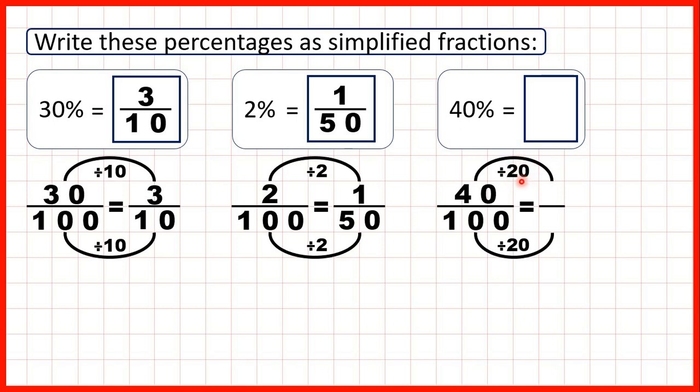20 is the highest times table that has both 40 and 100 as multiples, so let's divide by 20. 40 divided by 20 is 2, because 2 times 20 is 40, and 100 divided by 20 is 5, because 5 times 20 is 100. So, as a fraction in its lowest terms, 40% is equal to 2/5.